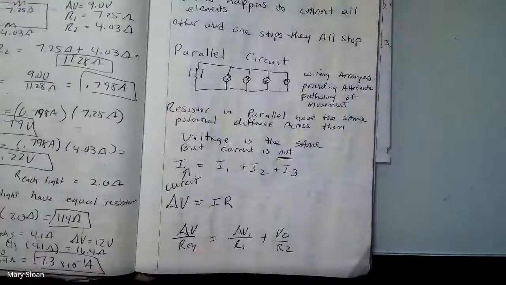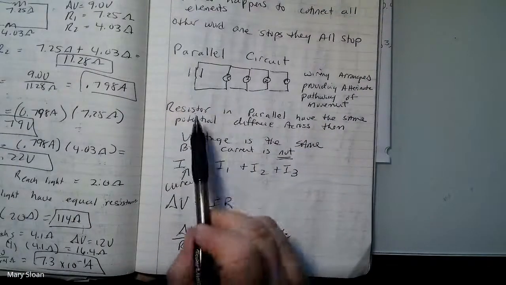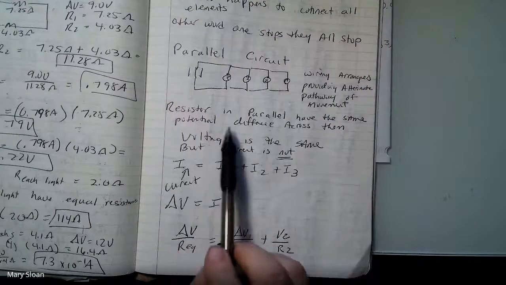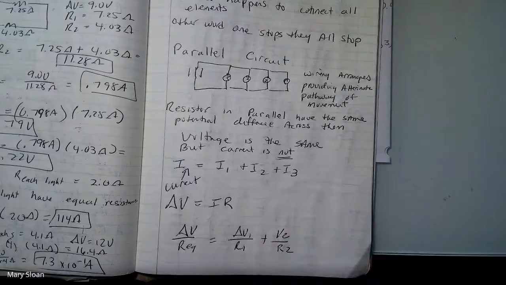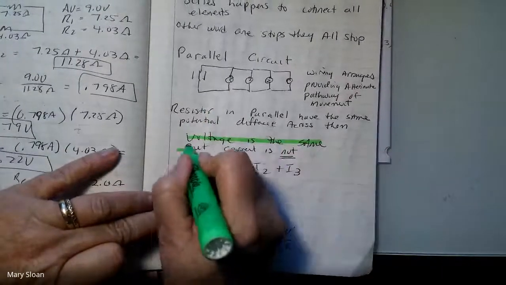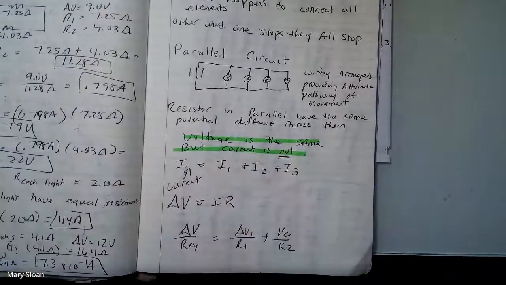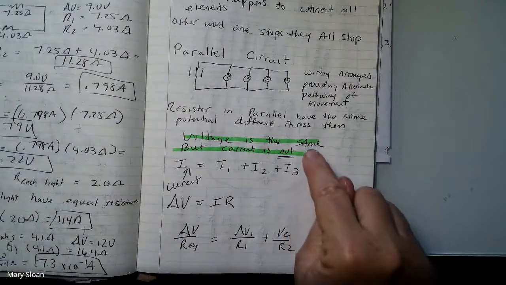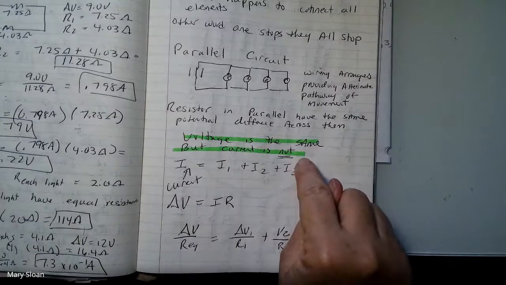So when we're talking about that, resistors in parallel have the same potential difference across them. Voltage is the same, but the current is not. So this is very important. If you do not have that in your notes, please make sure you put that in your notes, that the voltage is the same, but the current is not.